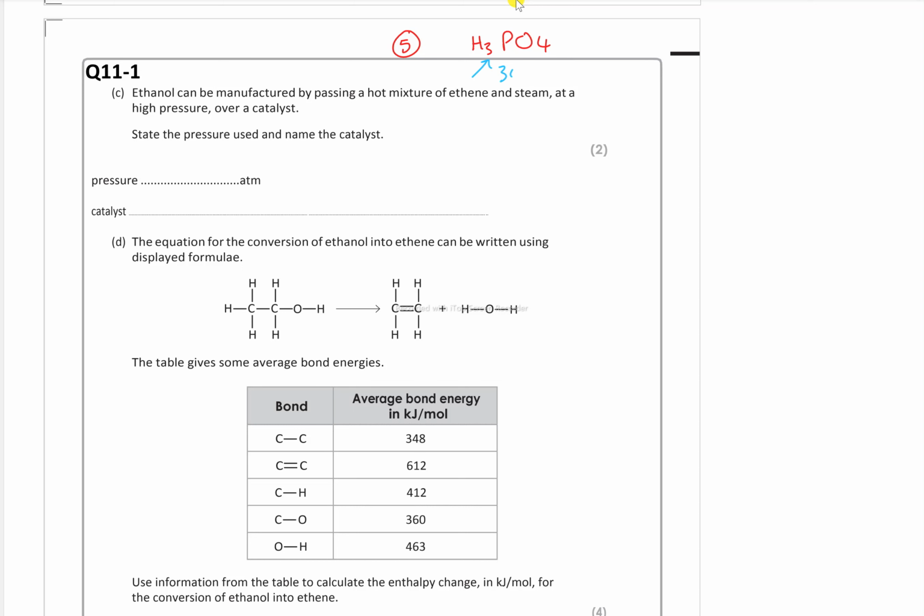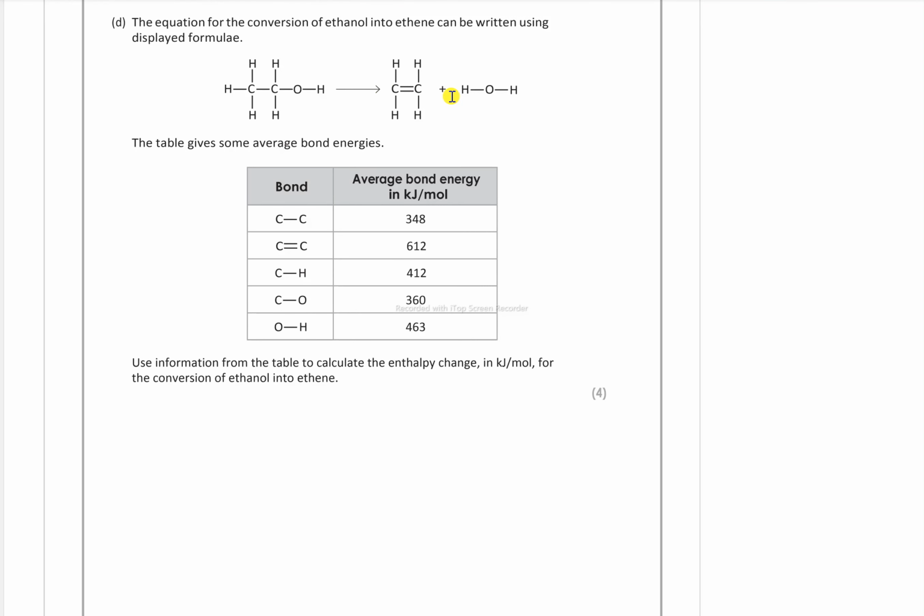300 degrees C, and if you add them two, you get 60 to 70 atmospheric pressure. Right, look at this. We've got 1 CH, 2 CH, 3 CH, 4 CH, 5 CHs. We've got 5 times CH, that is 412. Then we've got OH, 1 times OH is 463.